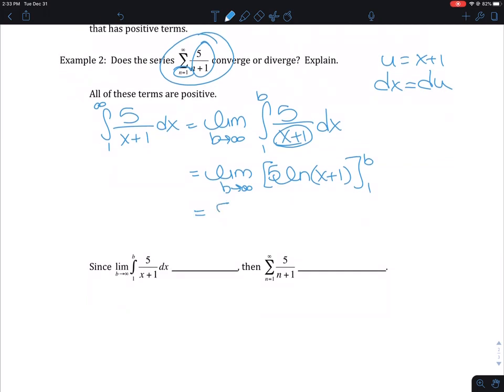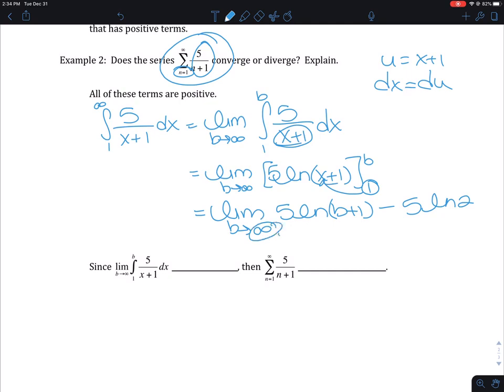So I get 5 ln of b plus 1. I forgot my limit part. Minus 5 ln of 2, because I plug in my 1 here and I get 2. As b gets larger and larger, more towards infinity, that entire thing goes to infinity. So this is infinity. That means that this diverges. So this series diverges by the integral test. And that is it for this lesson.